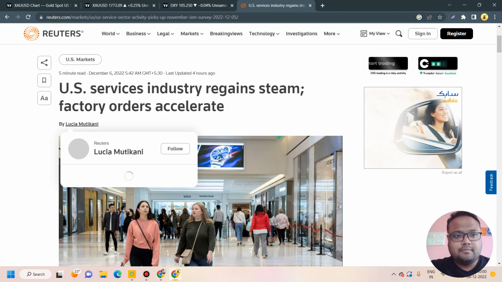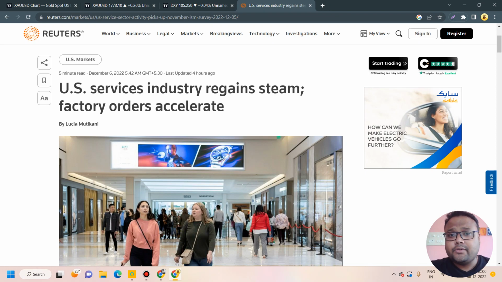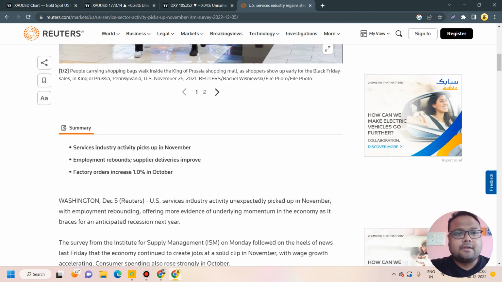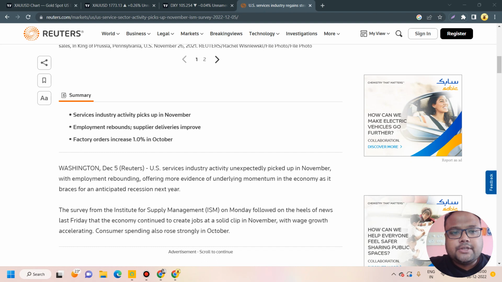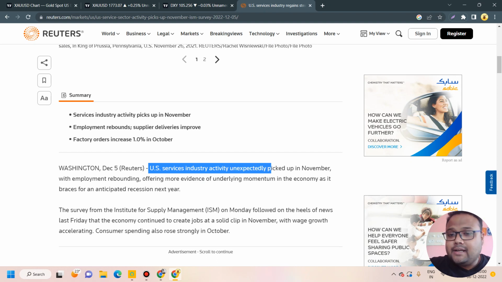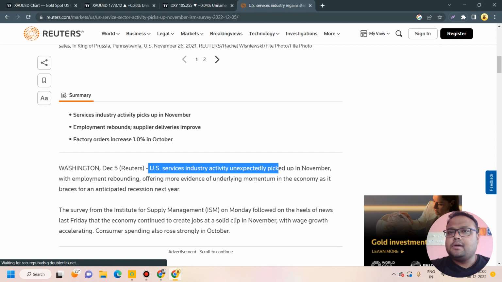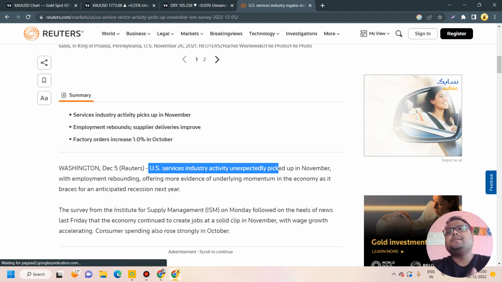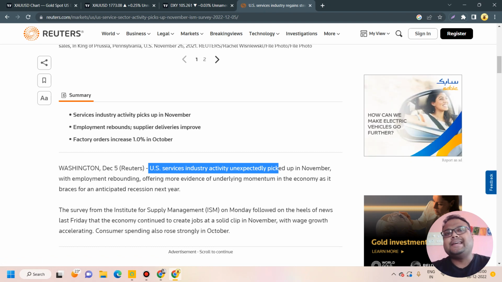So first of all, US services industry regains steam, factory orders accelerate. Service industry activity picks up in November, employment rebounds, supply deliveries improve. Factory orders increased 1% in October. So as you can see here, US services industry activity unexpectedly picked up in November, and this was the main reason we saw a big recovery on the chart of DXY yesterday.